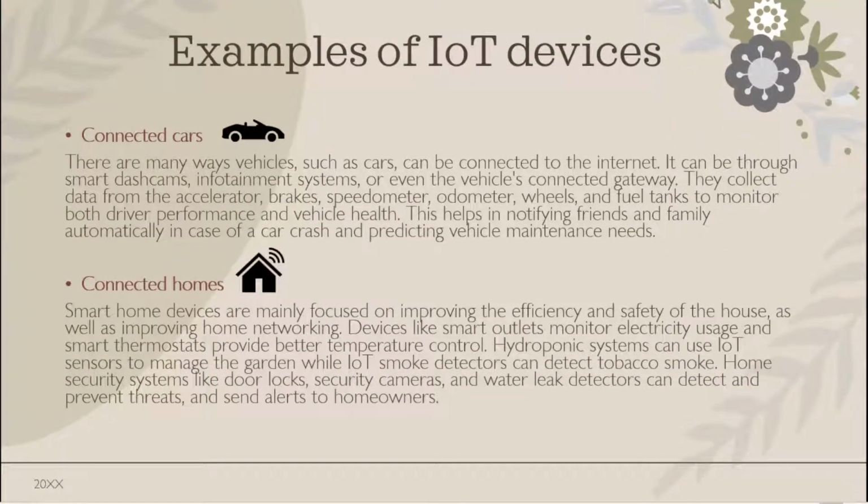Examples of IoT devices. First, connected cars. There are many ways vehicles such as cars can be connected to the internet. It can be through smart dashcams, infotainment systems, or even the vehicle's connected gateway. They collect data from the accelerator, brake, speedometer, odometer, wheels, and fuel tanks to monitor both driver performance and vehicle health. This helps in notifying friends and family automatically in case of a car crash and predicting vehicle maintenance needs.